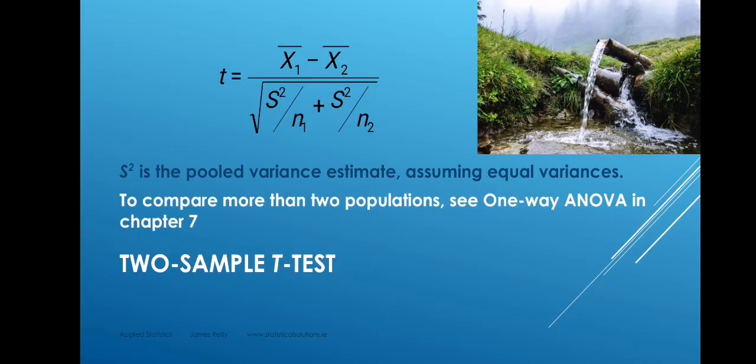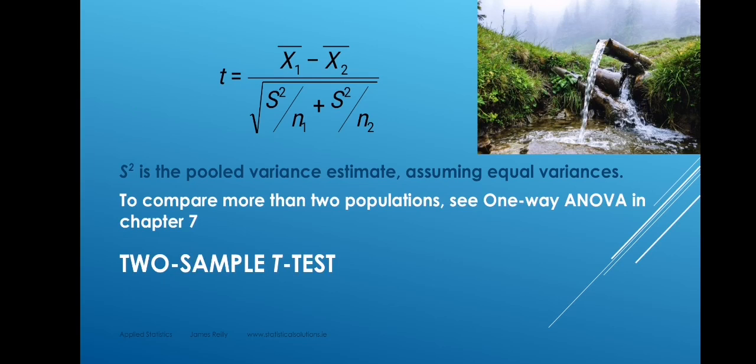Sometimes it's not possible to pair the data. So we're now going to go ahead and look at a two-sample t-test, where there are two samples from two different populations that don't lend themselves to pairing, and where we want to test the null hypothesis that the means are equal as opposed to not being equal.